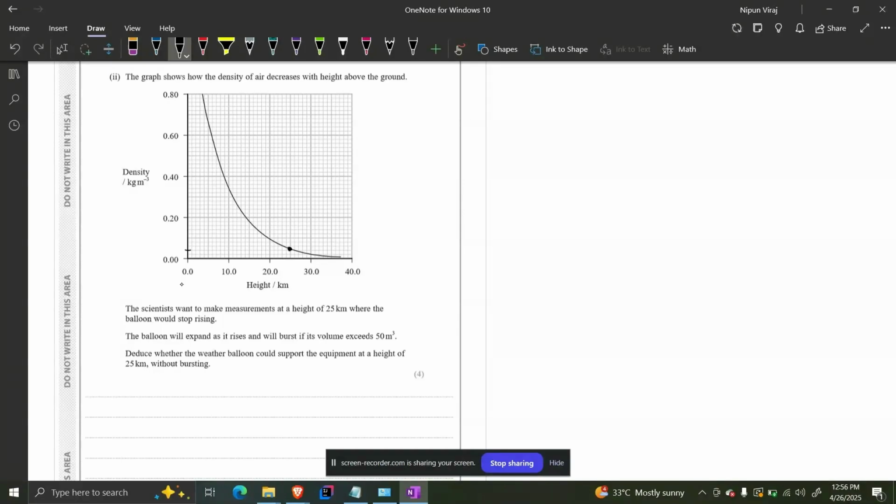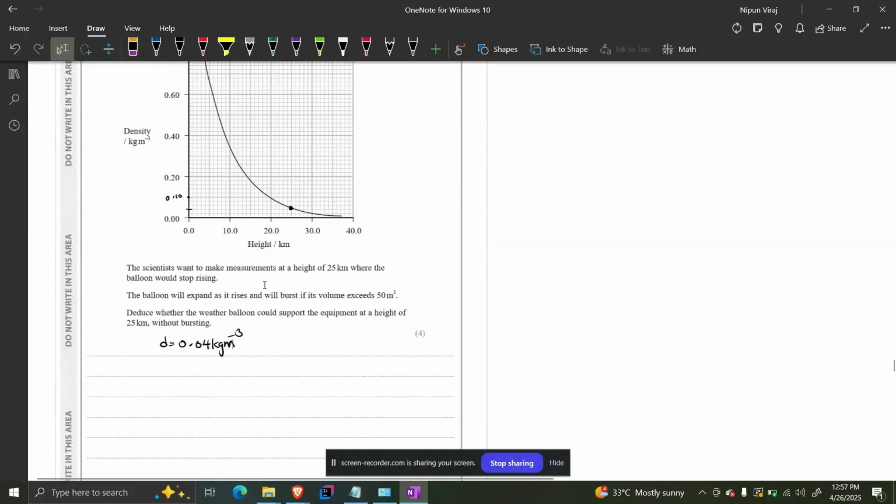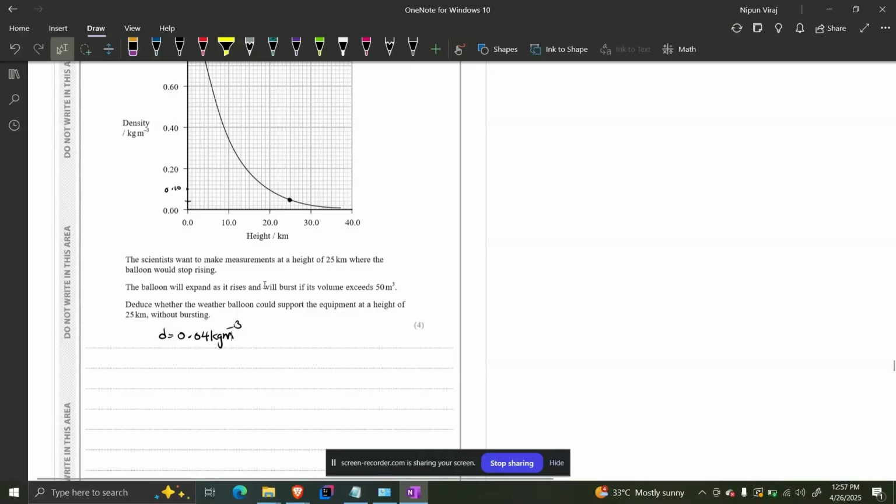This is point 0.2, so this will be point 0.1, 0.08, 0.06, 0.04, right? So density will be in kilogram per meter cubed. Okay, so we can calculate the upthrust needed to support this equipment, right?